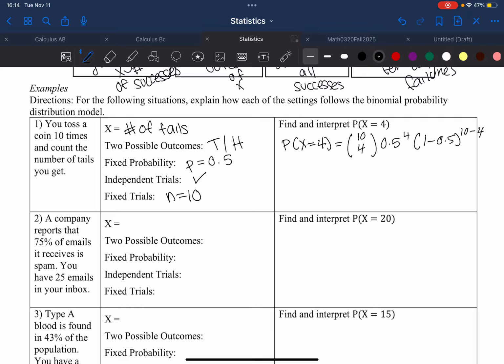And then we're going to go to Desmos and solve. So for now, I'm just going to give you the answer, and then later I'm going to show you how to do this on Desmos.